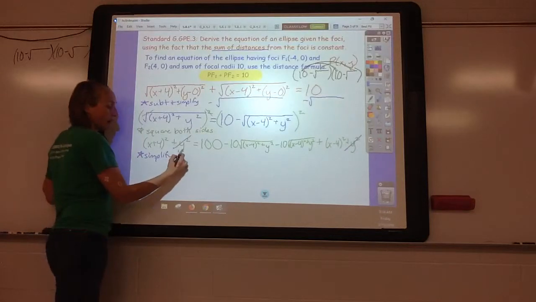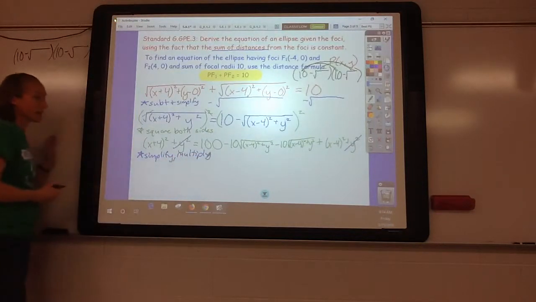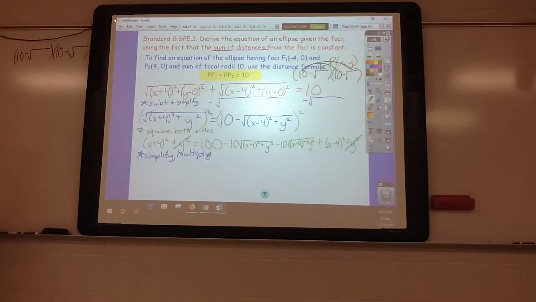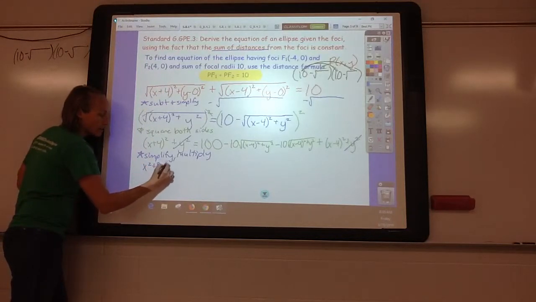So we'll say simplify and multiply in one step. I like it. x plus 4 quantity squared. What's that going to become? Multiply it out. x squared plus 16. No. Don't just distribute the square. Plus 8x plus 16. Good. This is going to become x squared plus 8x plus 16.